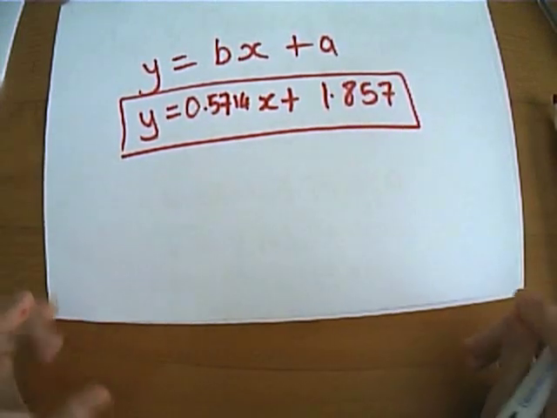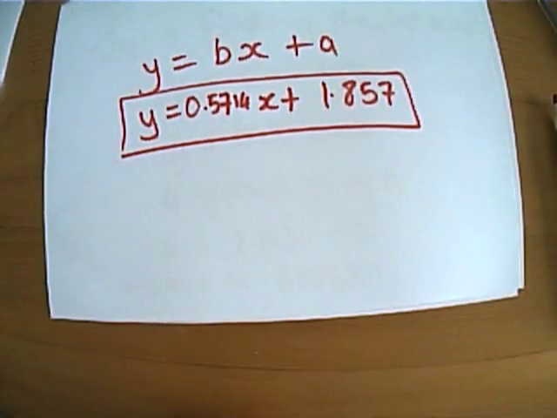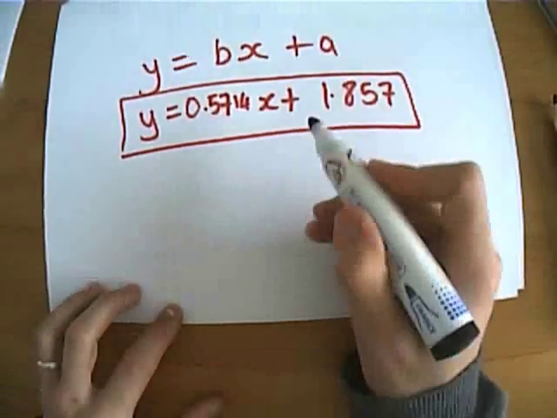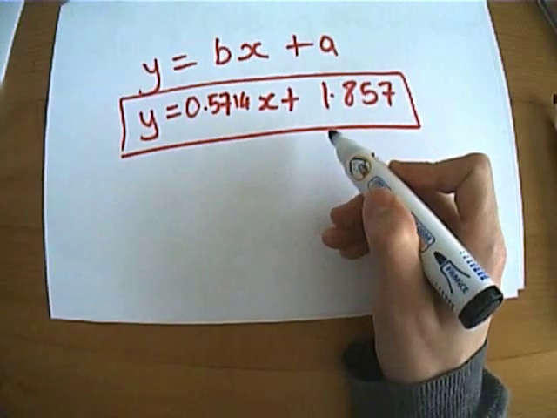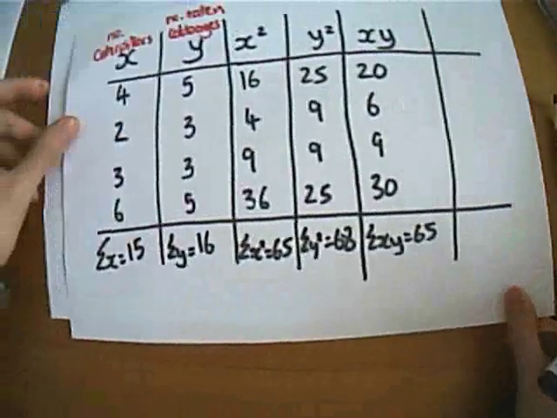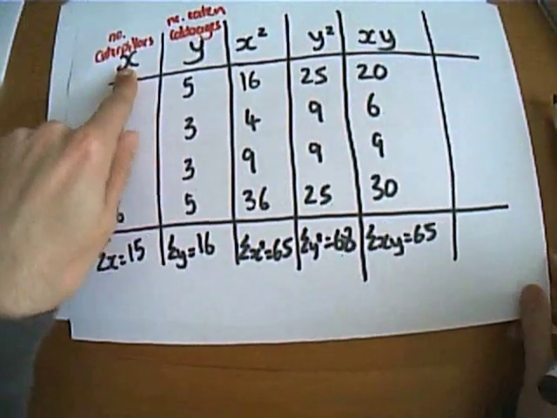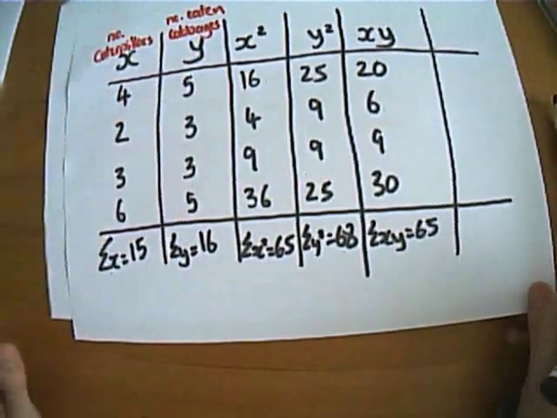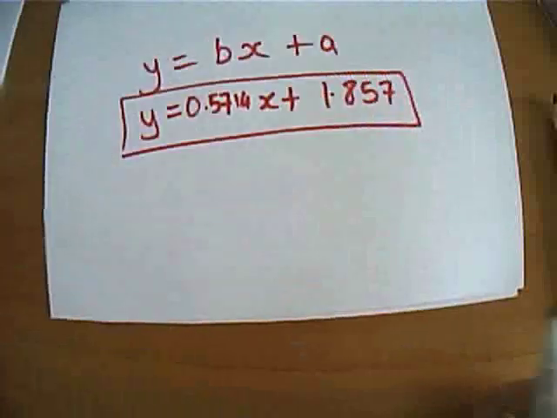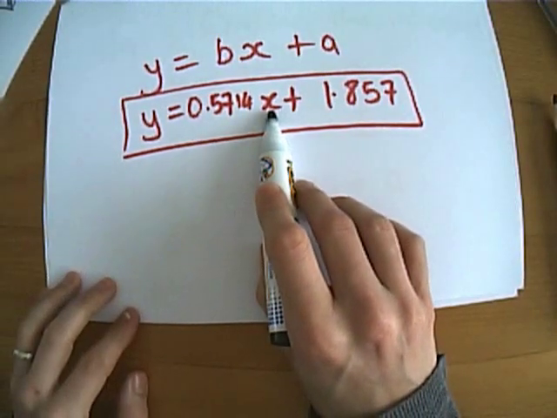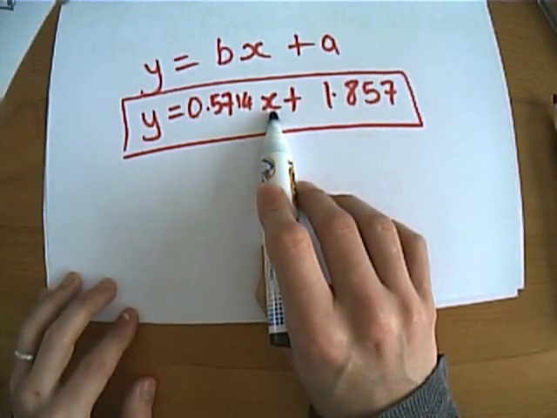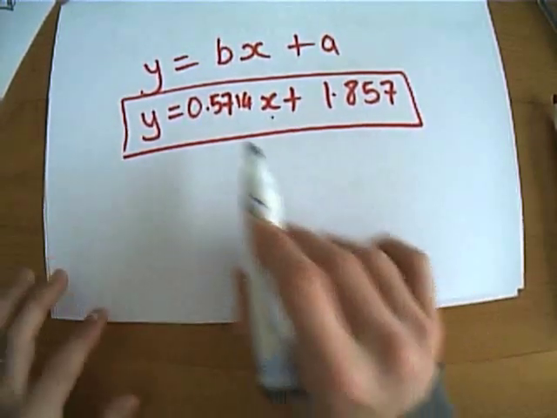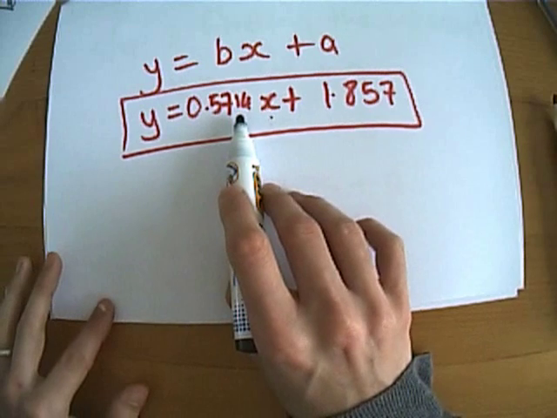But let's remind ourselves, we don't get any credit as statisticians unless we interpret our findings. So what does this mean in real life terms? Let's go back to the data we had. Remember, x was the number of caterpillars I found on my cabbage patch each year, and y was the number of cabbages that got eaten. In other words, for every caterpillar that gets added to this cabbage patch, an extra 0.5714, an extra 0.6 of a cabbage is going to get eaten.